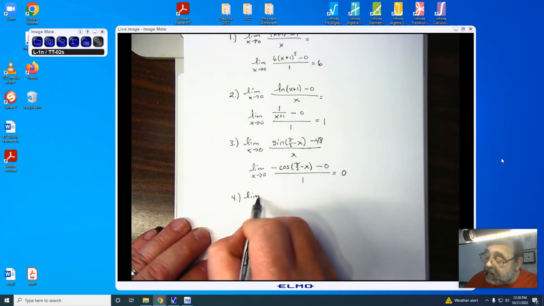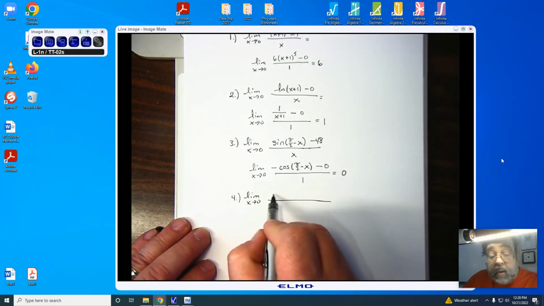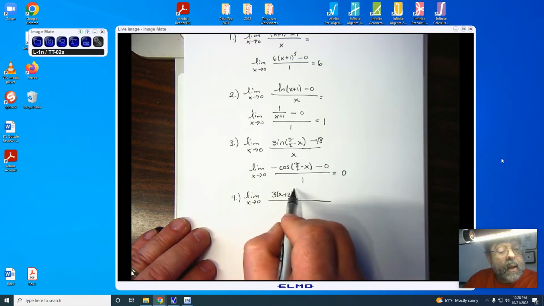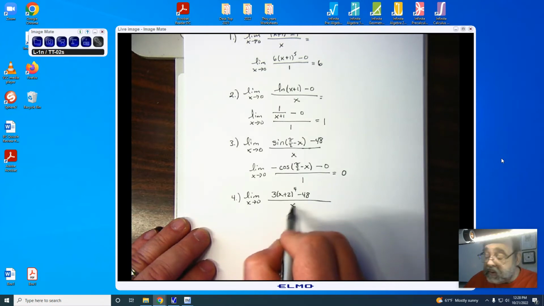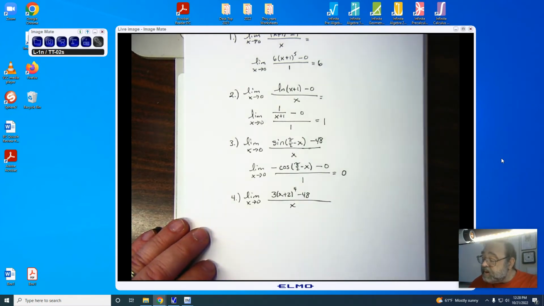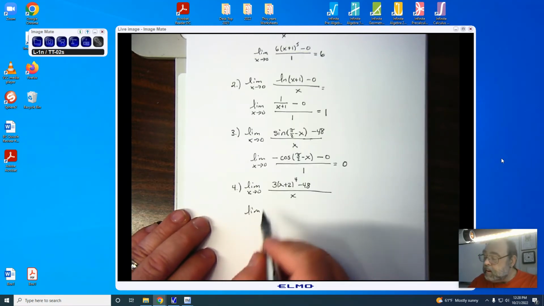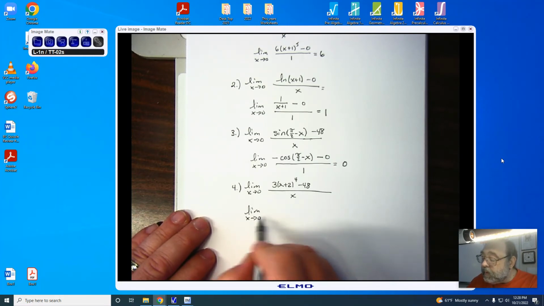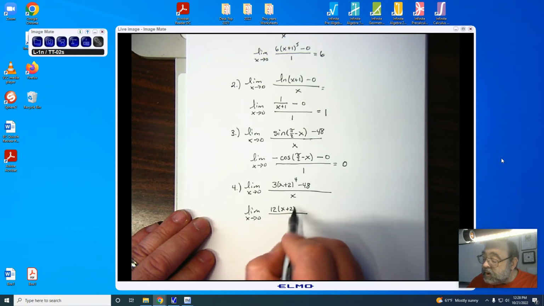has the limit as x approaches 0 again, and this time we're looking at the numerator that has 3 times (x plus 2), the quantity, and this is to the 4th power minus 48, and we're dividing by the x. Once again, when I put in 0, I get 48 minus 48 is 0 over 0. So I take the limit as x approaches 0 for the derivative. This gives me 12 times (x plus 2) to the 3rd power minus 0 over 1.